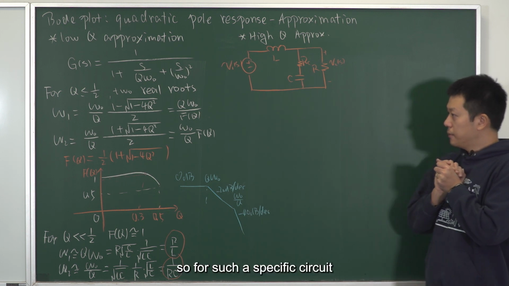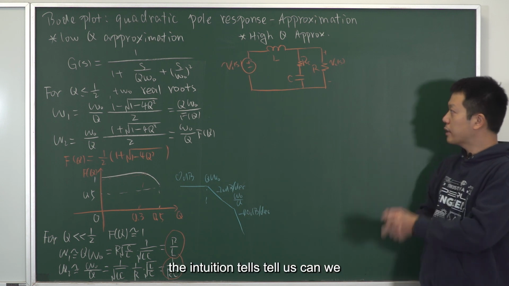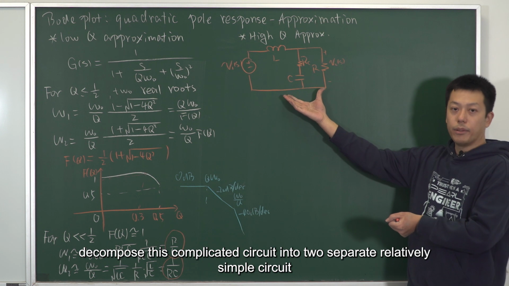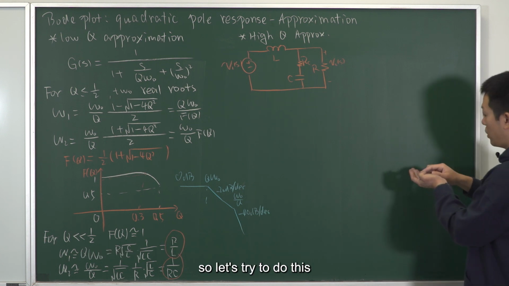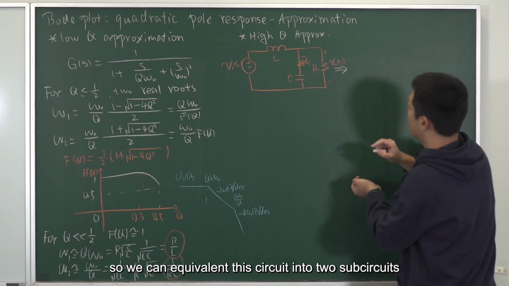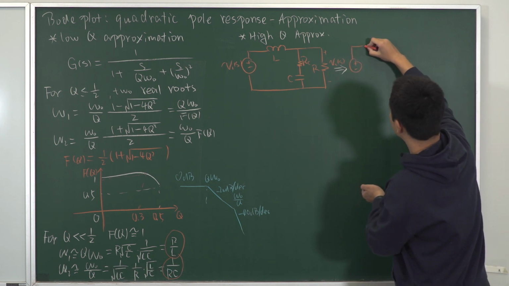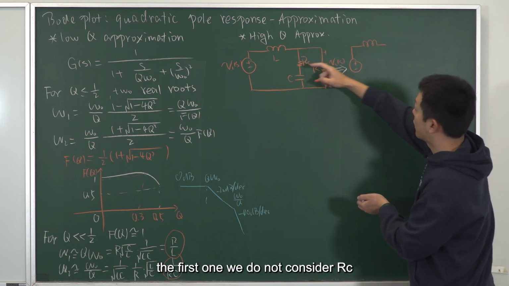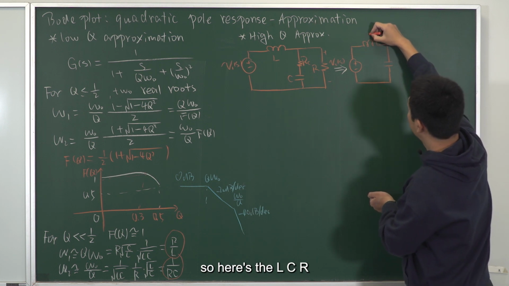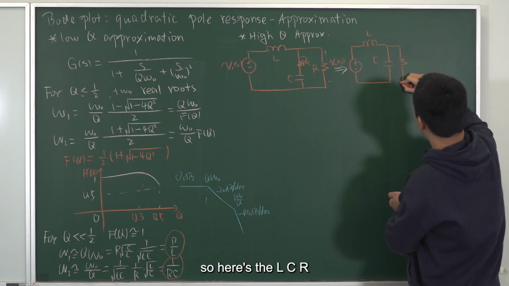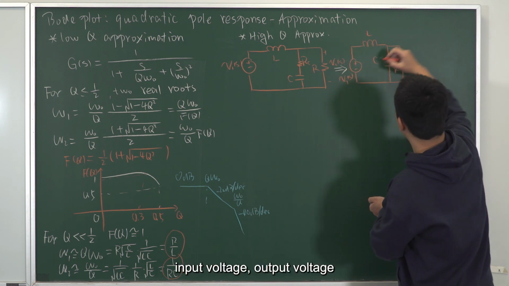For such a specific circuit, we have some intuition. The intuition tells us, can we decompose this complicated circuit into two separate, relatively simple circuits? So let's try to do this. We can convert this circuit into two sub-circuits. The first one, we do not consider RC. Suppose RC doesn't exist. So here's the LC and R, input voltage, output voltage.